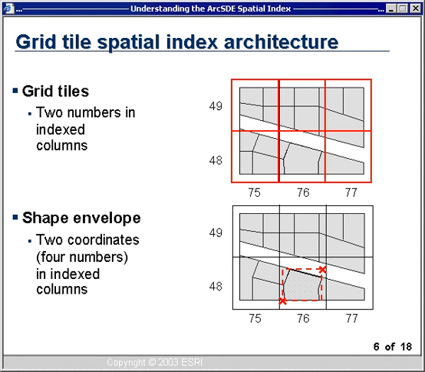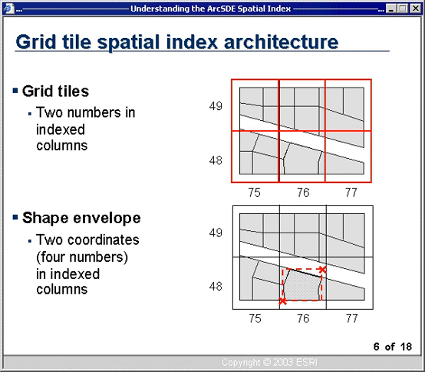So if you look at the example on the upper half of this slide here, we've got a set of features. Those are the gray shapes. And we've got grid tiles that are laying over top of them. Those are the red squares. Every grid tile has 2 identifiers, an identifier on the x-axis and an identifier on the y-axis. And this number, it's just an integer, is stored in 2 index columns, gx and gy. So these are the grid tile values themselves.